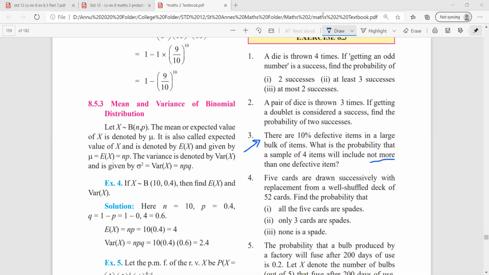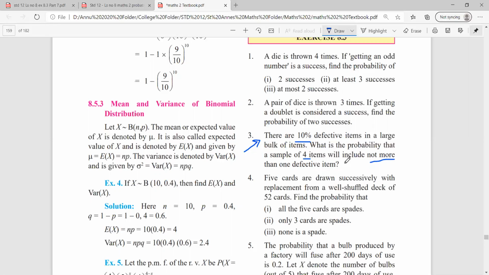So N is equal to 4 because a sample of 4 items is taken over here. Similarly, for the probability, we will take the success as getting defective items. So can I say that P is given as 10%? 10% is nothing but 10 upon 100. So the 0s cancel, 1 by 10. If you know P, automatically you can find the value of Q by putting the formula 1 minus P. After getting all the 3 alphabets, now let's see what they have told us to find out.